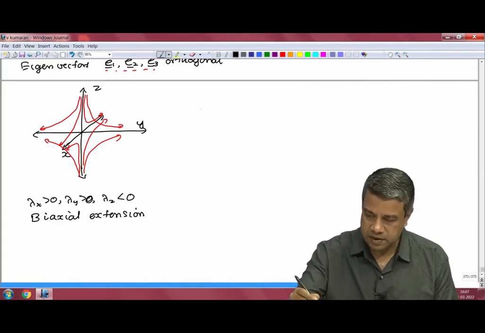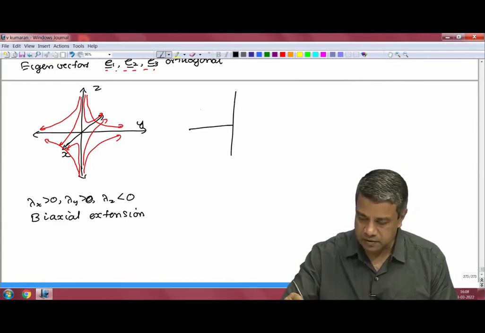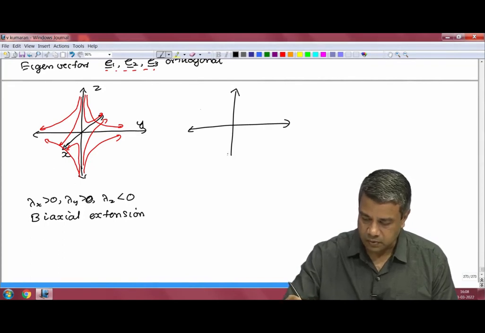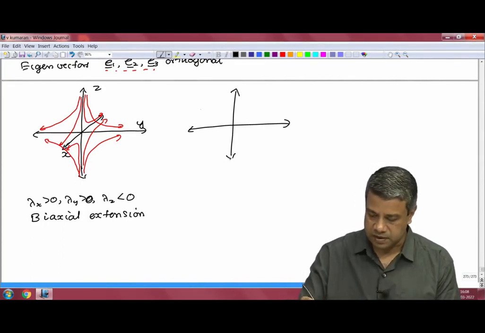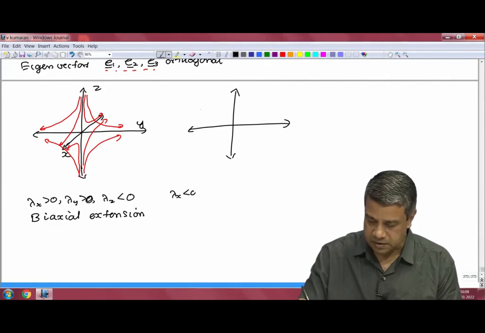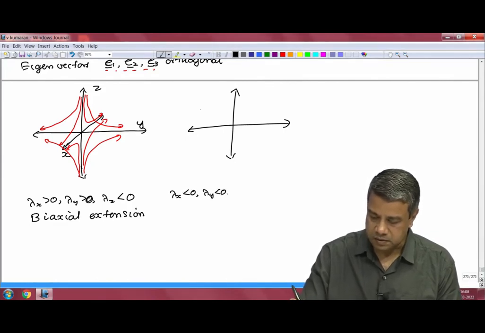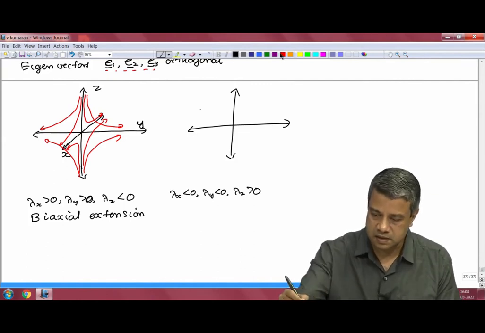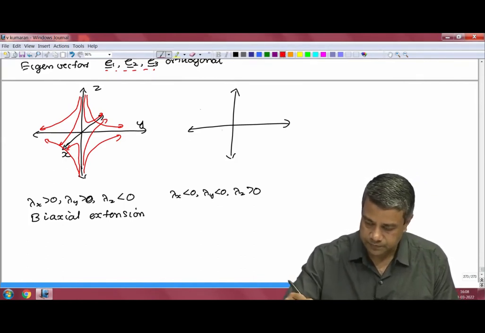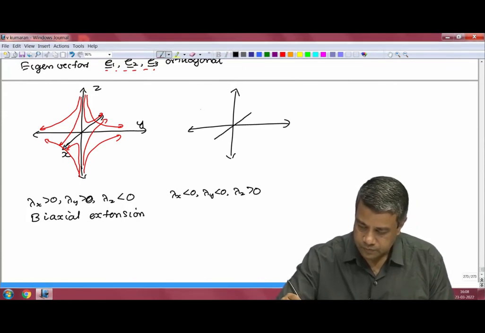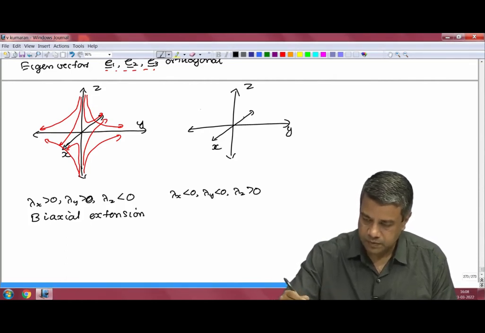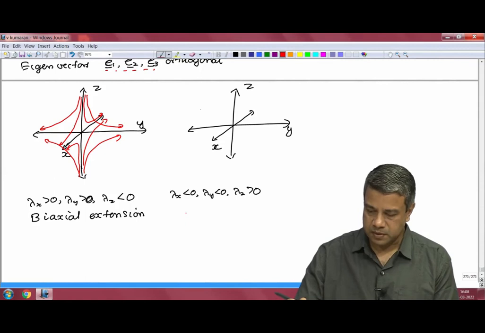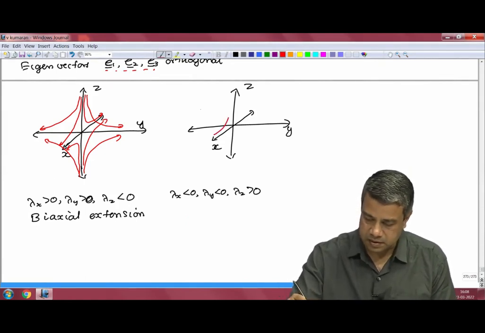The second mode of deformation is where 2 of the eigenvalues are negative and 1 of the eigenvalues is positive. So, for example, if you have lambda x less than 0, lambda y less than 0 and lambda z greater than 0, there is compression along the x and y directions and extension along the z direction.